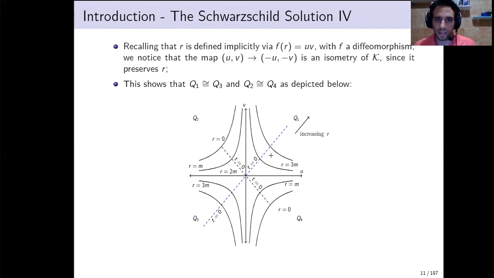So what this is saying, this is the same kind of picture that we were drawing above. Reflections of this quadrant, the first quadrant, onto the third, and the second onto the fourth, are isometries of the Kruskal spacetime. Here we should associate to each point a two-sphere. And so we have these isometries.